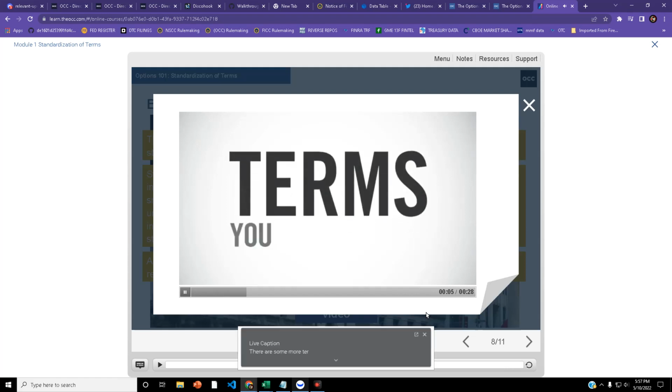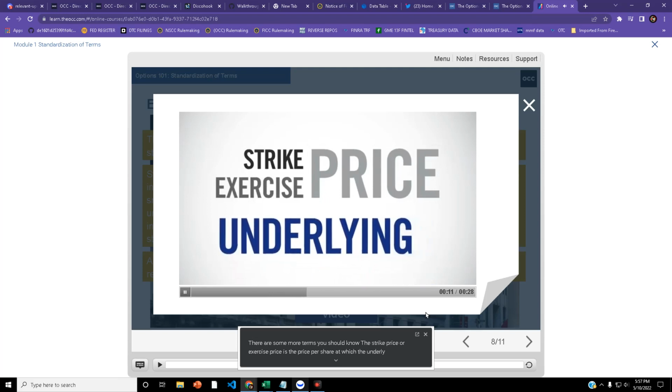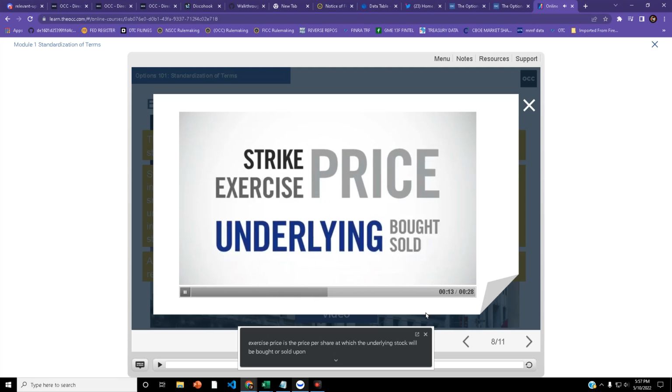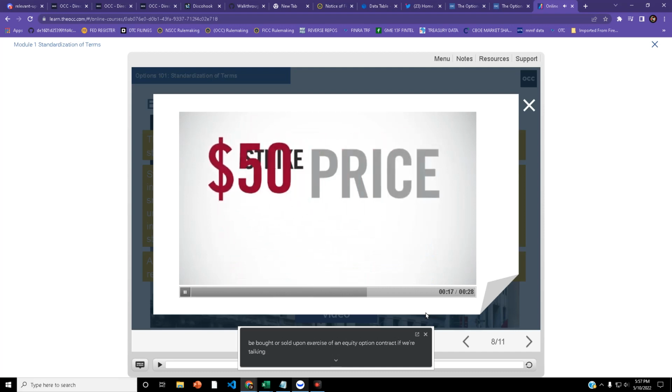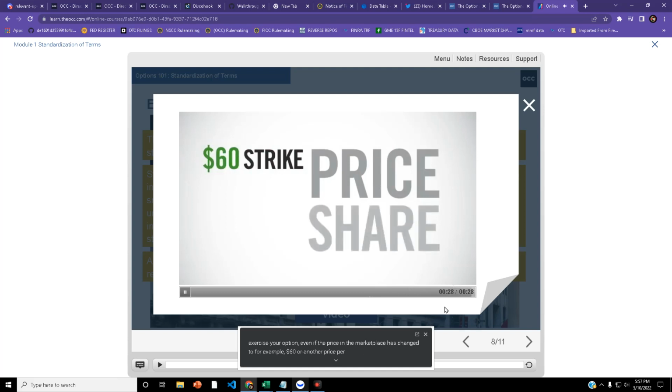There are some more terms you should know. The strike price, or exercise price, is the price per share at which the underlying stock will be bought or sold upon exercise of an equity option contract. If we're talking about a $50 strike, then that is the price at which you would exercise your option, even if the price in the marketplace has changed to, for example, $60 or another price per share.